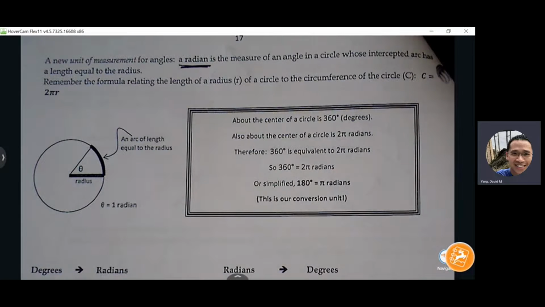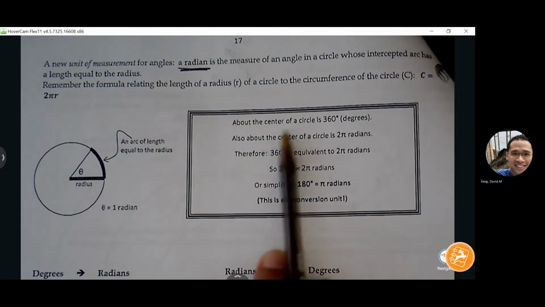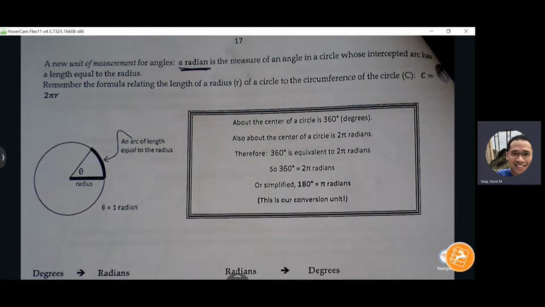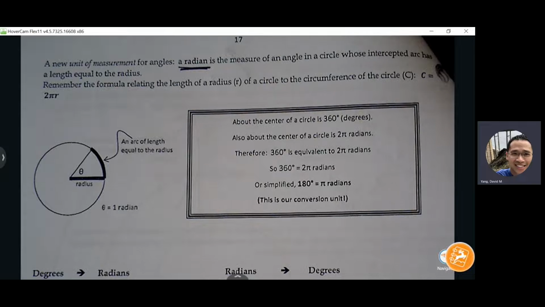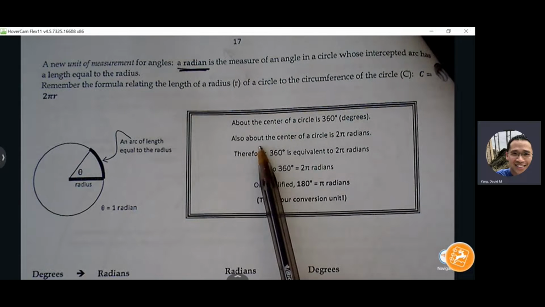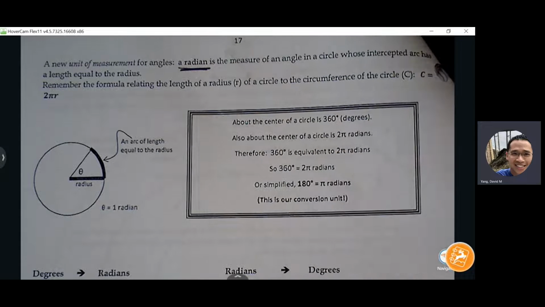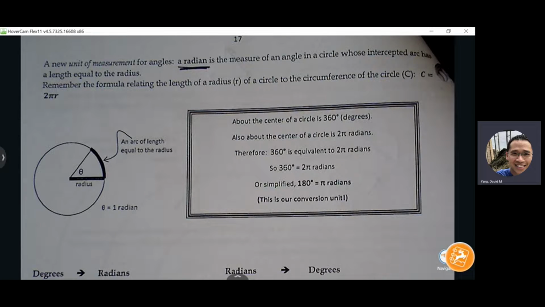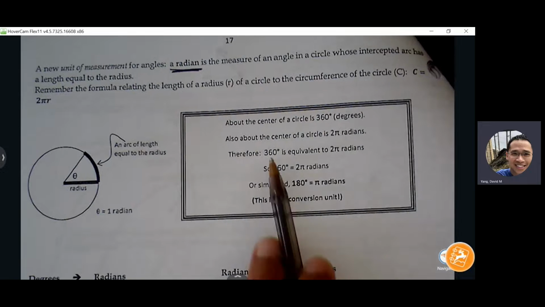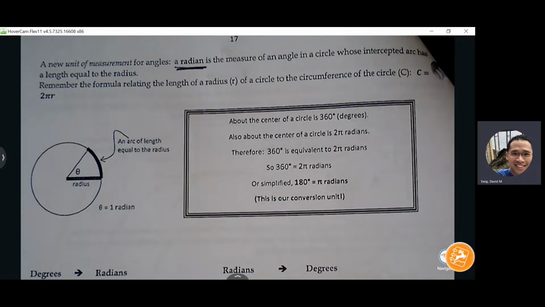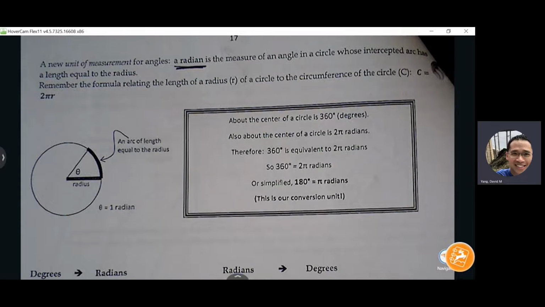Let me just go through these notes here, and I'll bring in the other sheet that hopefully will help us understand what a radian is. So we know that about the center of a circle is 360 degrees. That just means if we were to go fully around a circle, that's 360 degrees. And then about the center of a circle is also 2 pi radians. So if we go about the full circle, that's 2 pi radians. So 360 degrees is equivalent to 2 pi radians. Now let me talk about what a radian is.